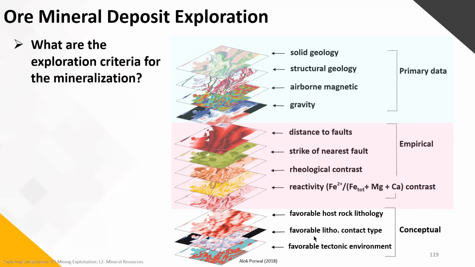Then we can have favorable lithological contact types, so where we have abrupt changes from intrusions to sediments to felsic rocks, we can calculate the distance to these, and then we can have distance to major favorable tectonic environments, and using each of them, we can intersect these elements and finally use them to define our mineral exploration targeting areas to plan our future drill holes.